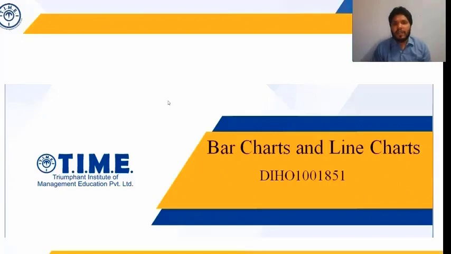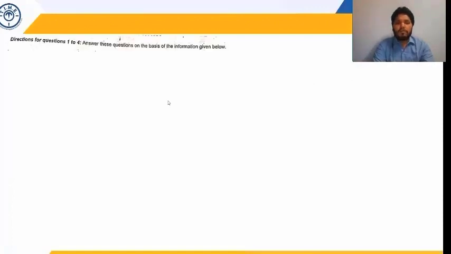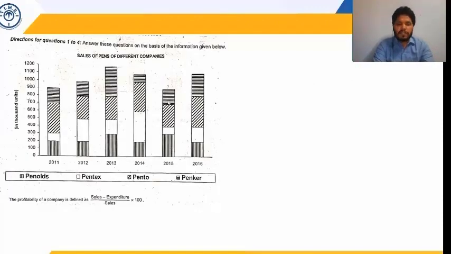Bar graphs can be of different types. Cumulative bar graph can be the case. Simple bar graphs can be the case. We are going to discuss that in detail one by one, along with the questions following it. So let's move on to question number one, or set number one. Just read the set once.